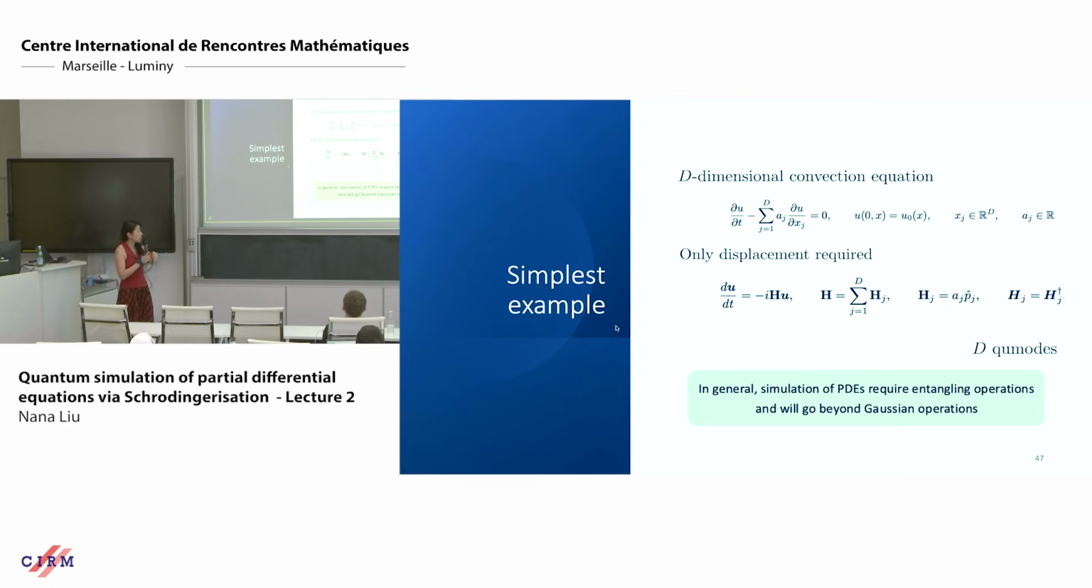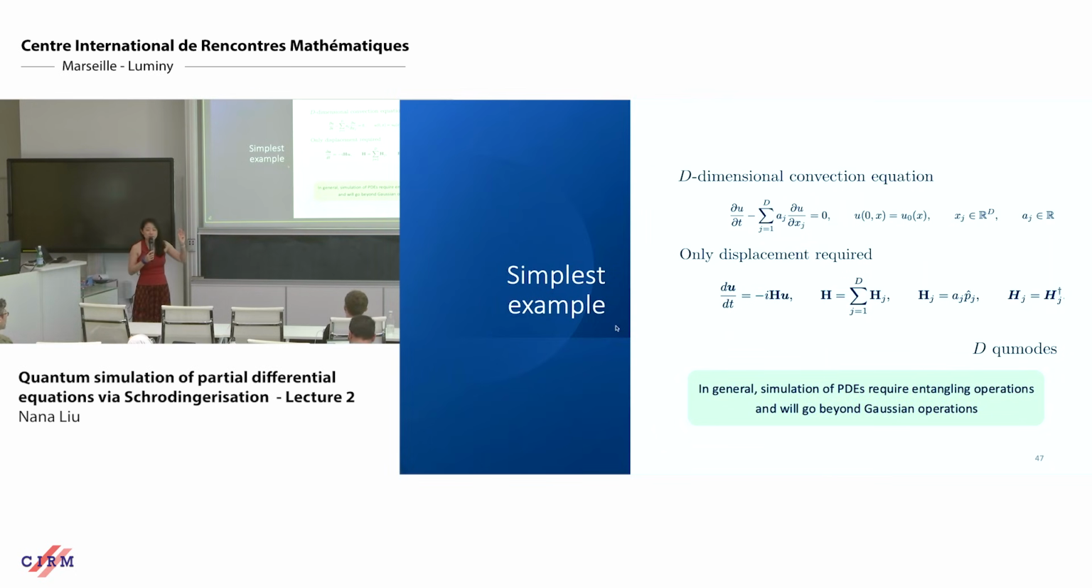And this operation is something that is very well known in quantum optics. It's called a displacement operator, right? And it kind of makes sense because you're displacing the state. This is something that's very easily done in quantum optical systems, and we actually have an experiment running right now doing that. So in general, simulation of PDEs does require entangling operations. But here we see that, unless the initial state is complicated, we actually don't need this. And you also go beyond Gaussian operations.